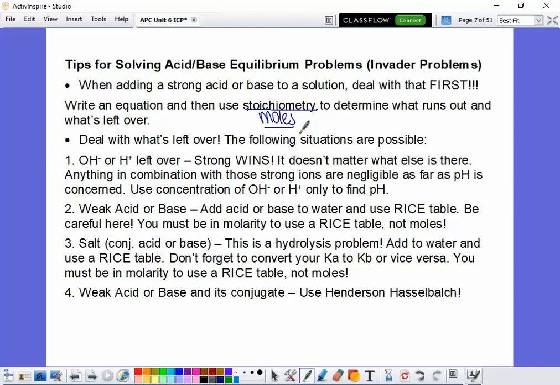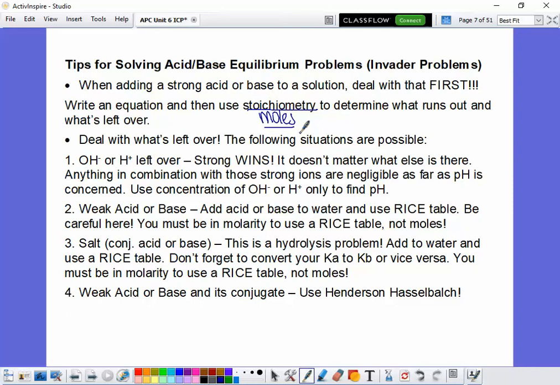Scenario 1 is nice and easy because there's no rice table involved. There's nothing that's weak. You might have weak things left over, but if you have any of the strong substance left over, it wins out. It overrides the buffer. It's easy to deal with. We don't want that to happen in our lab. And I'll explain in a little bit with the lab. But we don't want that to happen in our lab.